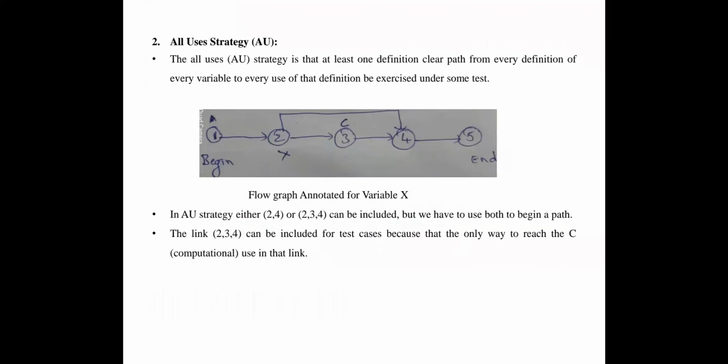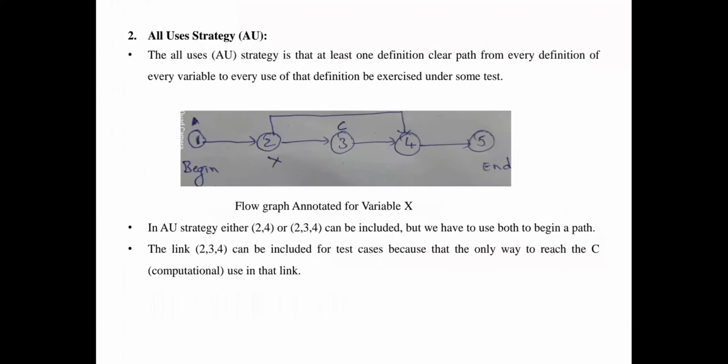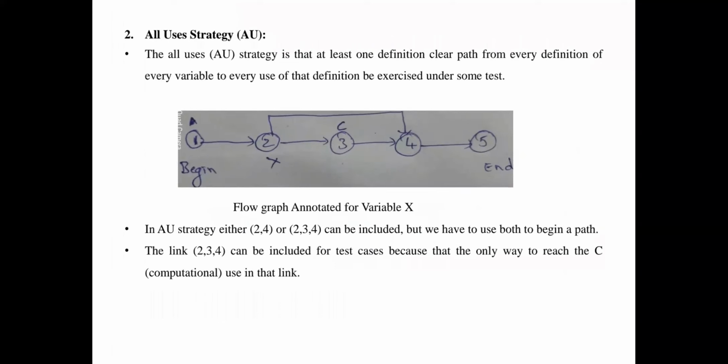That is called all du-paths. The next strategy is called the all-use strategy. It is denoted by AU, so you can represent it as AU, all-uses strategy. The all-uses strategy requires at least one definition-clear path from every definition of the variable to every use of the definition, executed under some test condition.